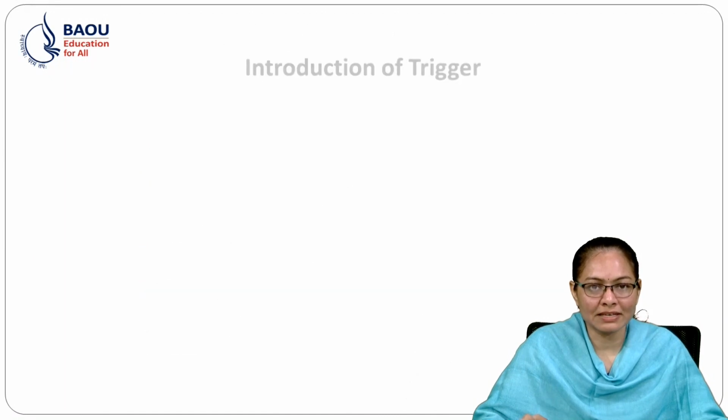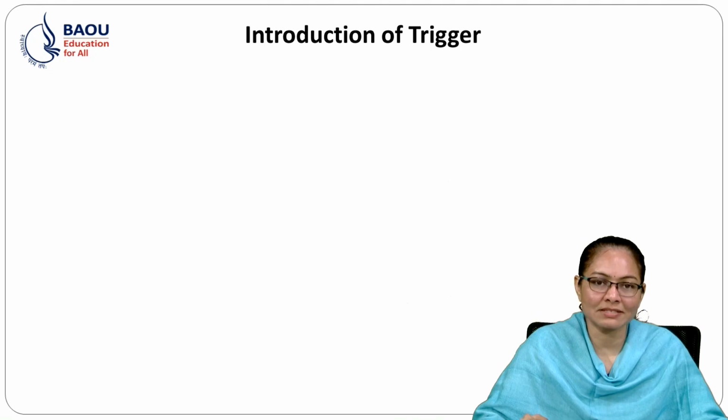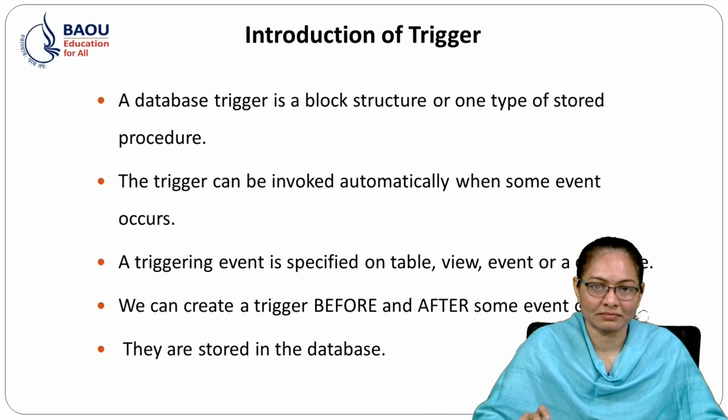Now, first of all, we start with the introduction of trigger. What is a trigger? A trigger is a block structure or one type of stored procedure. The trigger can be invoked automatically when some event occurs. Events means when a DML operation like insert, update, delete occurs and it affects the table. The triggering event is specified on the table, views, event or a database.